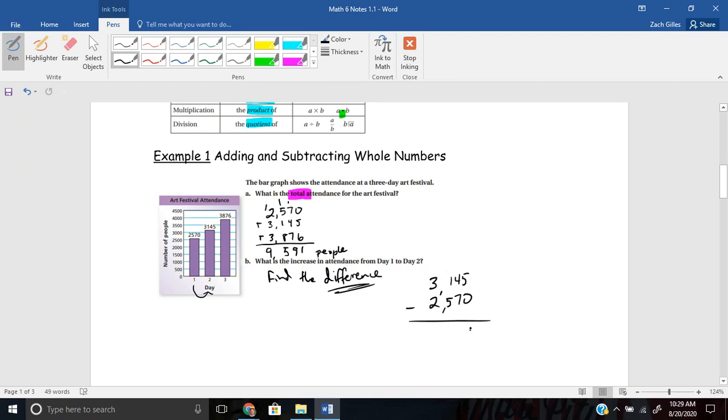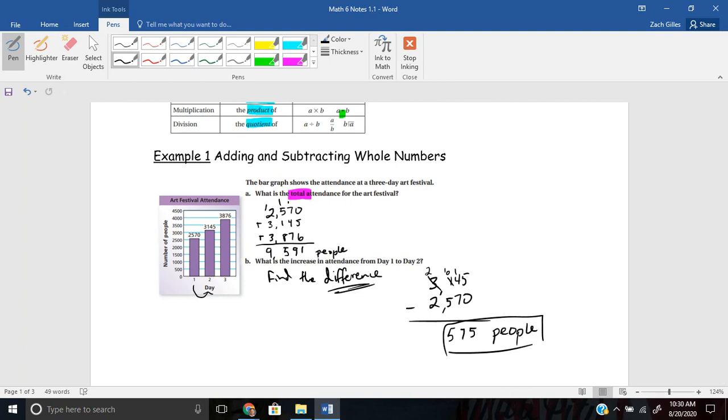5 minus 0 gives me 5. 4 minus 7, can't do, I'll borrow. This becomes a 0. This becomes a 1. 14 minus 7 will give me 7. 0 minus 5, I can't do, I need to borrow. This becomes a 2, this becomes a 10. 10 minus 5 is 5, and 2 minus 2, nothing. So the difference is 575 people.